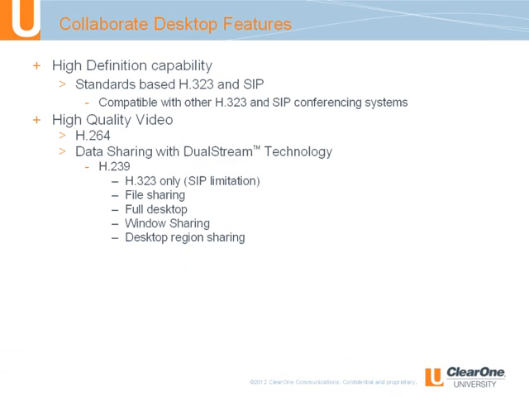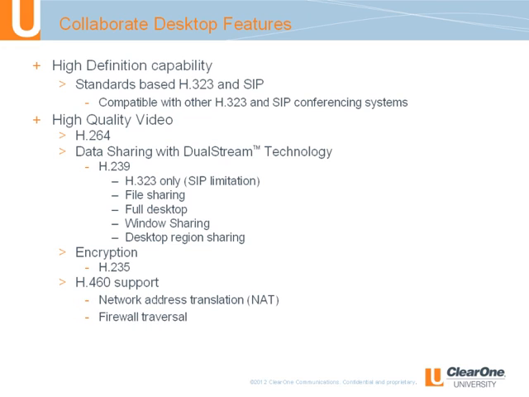The Collaborate desktop also supports the H.235 encryption standard for secure conferencing and the H.460 standard for firewall traversal and network address translation. H.460 makes it possible to conference with others without having to be on the same internal computer network. This is great for business travelers and remote workers.